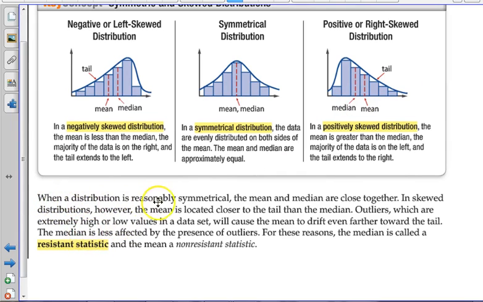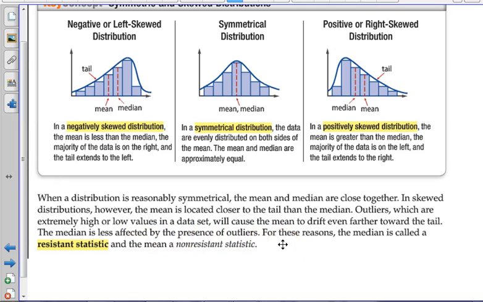When a distribution is reasonably symmetrical, the mean and median are close together. In a skewed distribution, however, the mean is located closer to the tail than the median. Outliers, which are extreme high or low values, and we're going to talk more about outliers, will cause the mean to drift even further toward the tail. The median is less affected by the presence of outliers.